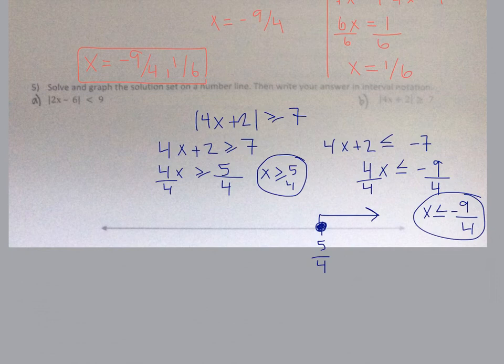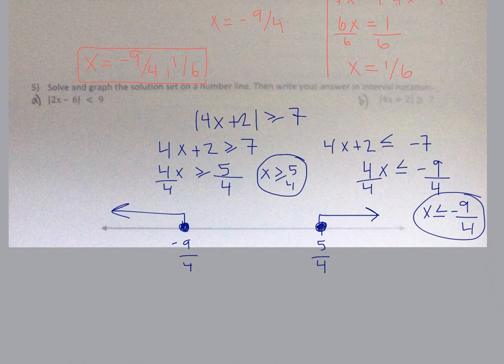X is less than or equal to negative 9/4 would be about right there. You do not need to be precise on these graphs, as long as you show the relationship on the graph. It can be equal to negative 9/4, so we're going to close the circle. And since it says x is less than negative 9/4, we are going to go to the left. All right, so that is the graph of the solution.